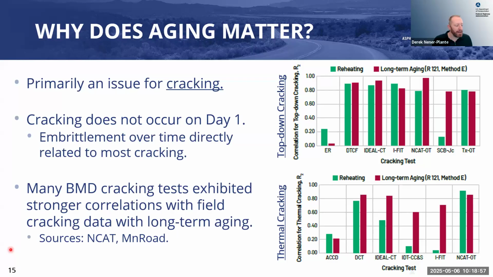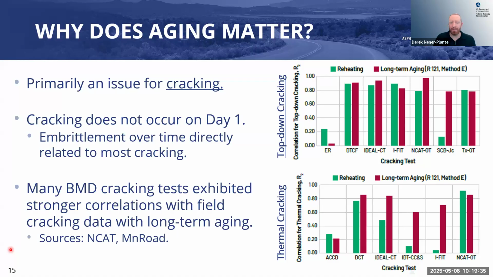So this is a sampling of data from NCAT and MnROAD. These aren't the only studies out there, but this is just an example that's been pulled together for this publication, when they looked at top-down cracking and thermal cracking on their loading facilities, on the test track and other test sites. And you see a number of cracking tests, durability-related parameters, whatever you want to call it. This is just a simple measure of the correlation, the R-squared, of a relationship between that parameter and the field observed cracking in each one of these categories, with and without long-term aging.